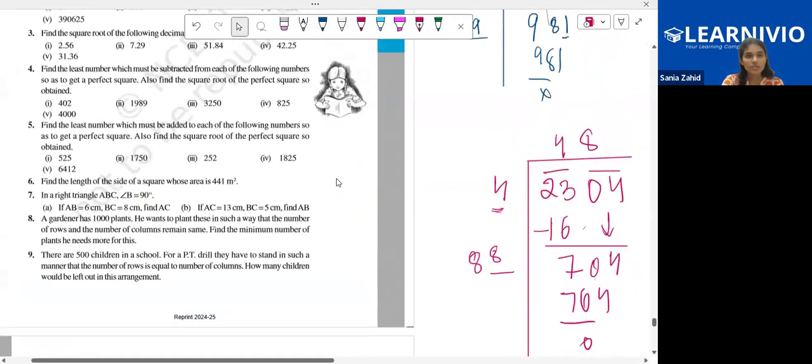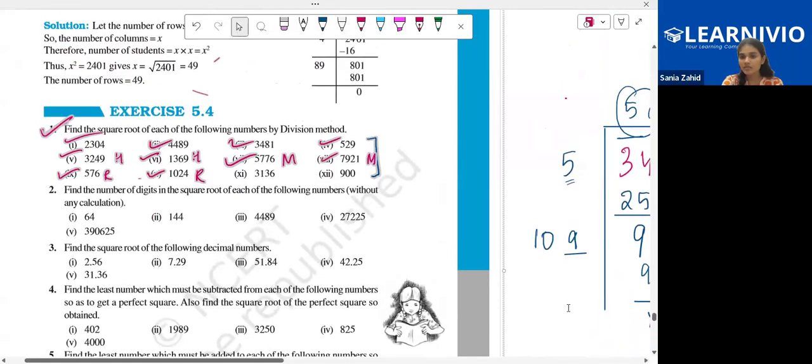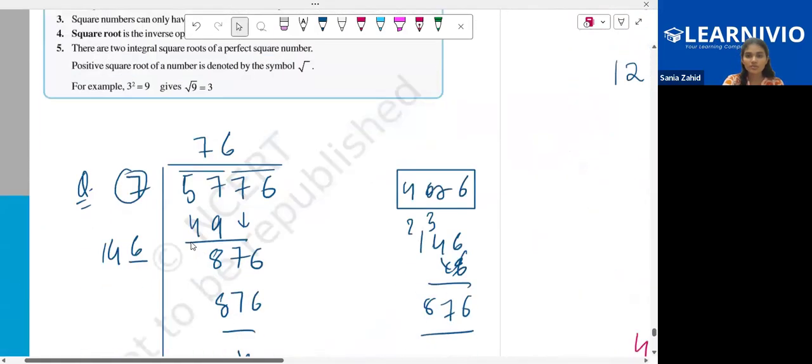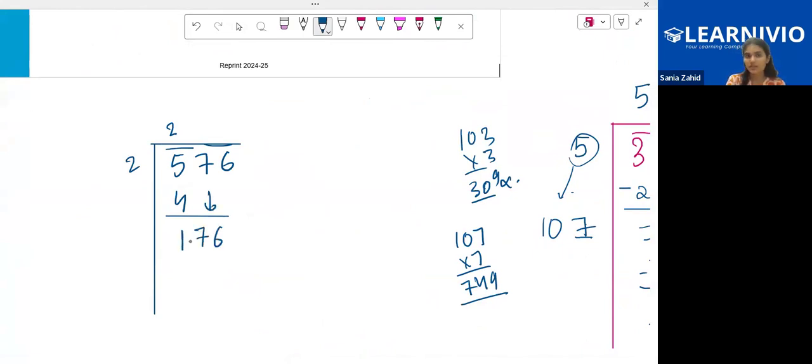Next. So Rida, you did 576. Is this number completed? Yes, ma'am. Okay, so tell us the solution. Ma'am, you make a pair of 76 and 5. So the perfect square smaller than 5 is 4. And for which number? 2. Very good. Then we write down 4 and 76. What do you get on subtracting them? 1. Yes.